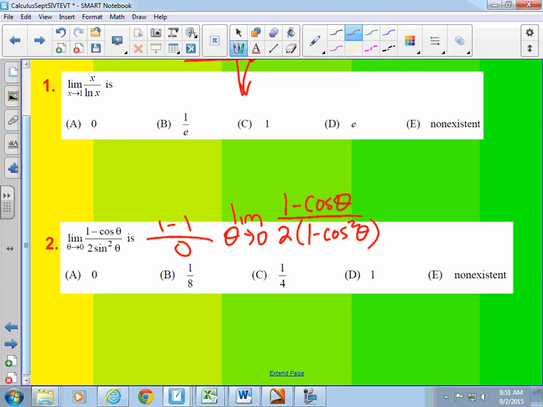Why is it a factoring problem now that we've written that trig identity? What do you know about 1 minus cosine squared? It factors into difference of perfect squares. You probably had to do that on some trig identities. And then 1 minus cosine just cancel. And now I can plug in 0 and I get 1 over 4.